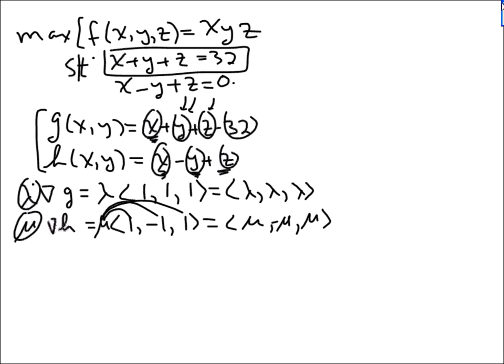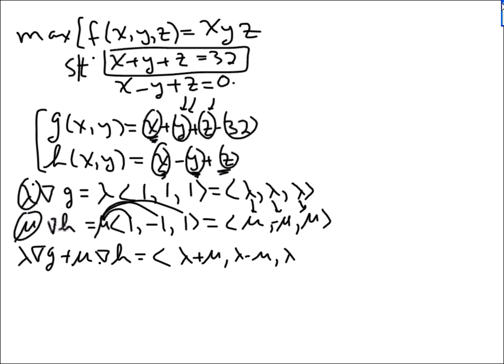We want to add these up. So lambda times the gradient of g plus mu times the gradient of h. This is lambda plus mu, lambda minus mu, and lambda plus mu. And this is supposed to equal the gradient of f.